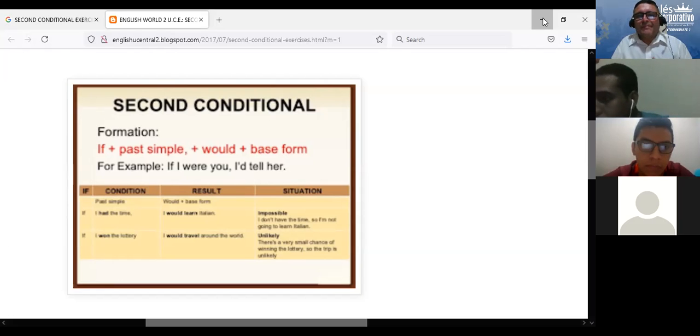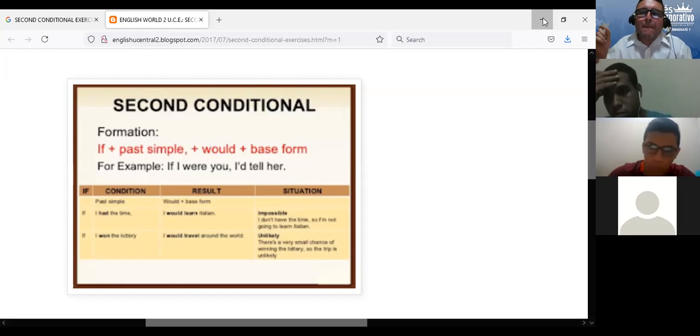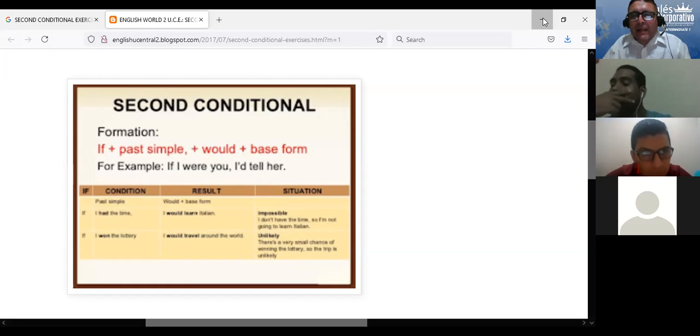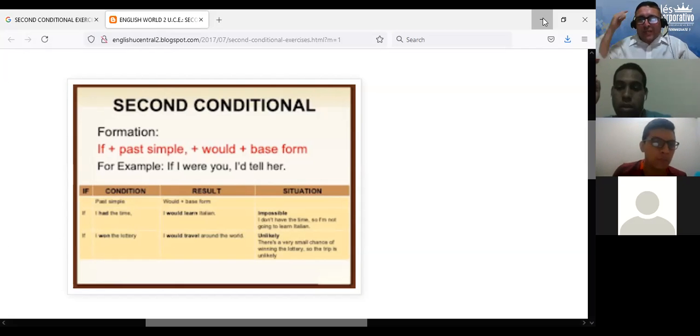When I use would or could, the base form is in present. Base form makes reference to the natural form of the verb. If I had time, si yo tuviera tiempo, I would visit my family. Visit is base form. If I had money, I would buy new shoes. Buy is the base form of the verb. Ese hubiera es el tercer condicional. Y ahorita estamos en el segundo. Y vamos a ver el tercero también. ¿Y cuál es el primero?